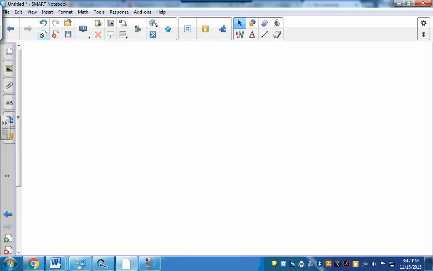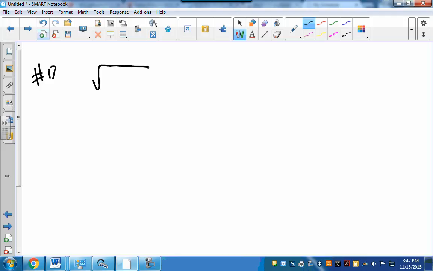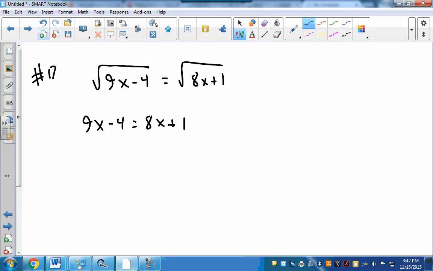Okay, number 17. We've got two square roots. That's sort of interesting. Each one is isolated, which is nice. Square root of 9x minus 4, and that's supposed to be the square root of 8x plus 1. So we'll square both sides. We get 9x minus 4 is the same as 8x plus 1. Solving for x, take 8x from both sides, add 4 to both sides. We get x is 5.